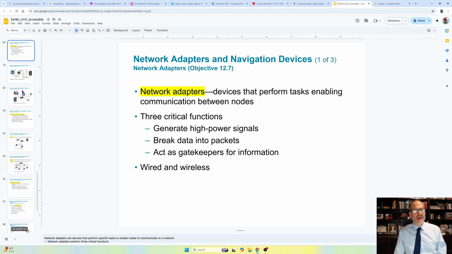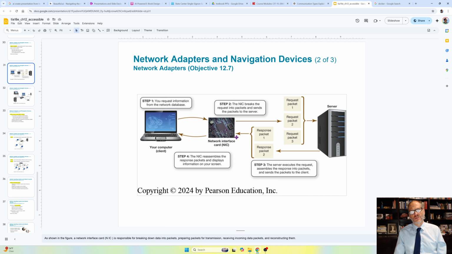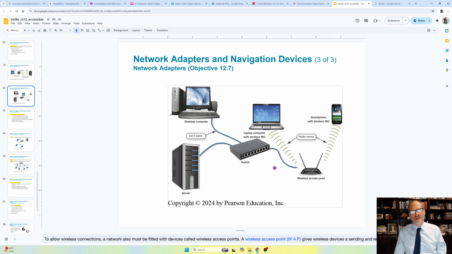And then we have network adapters, which are the hardware component inside computers that allows them to connect to networks. Here's a picture of a network adapter, or network interface card. Those terms are interchangeable. And then kind of how communication occurs.